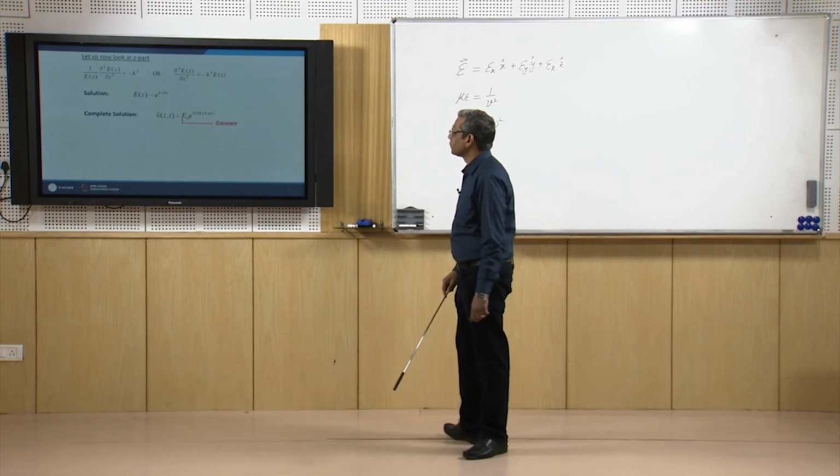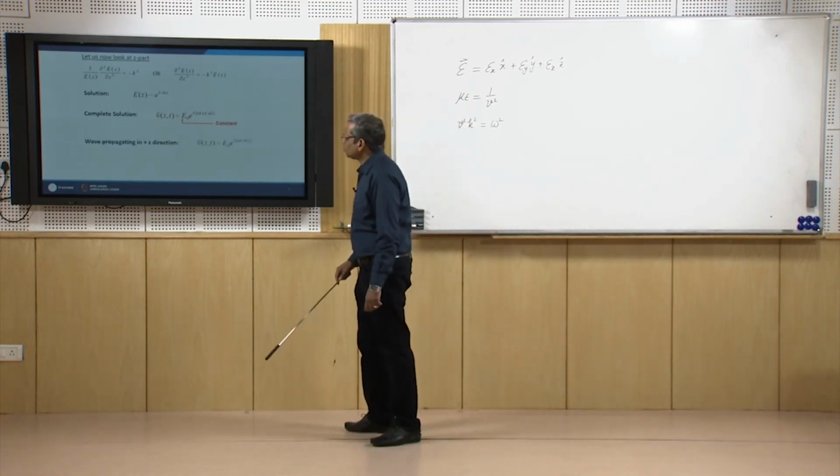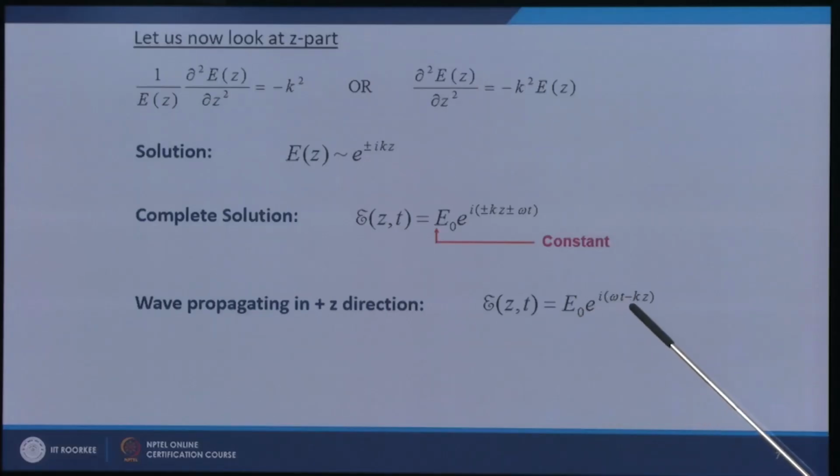Now, I can choose the signs here appropriately, so that it can represent a wave in a particular fashion. For example, if I choose the signs like this, and represent it as E₀ e to the power i(ωt minus kz), then this is a wave propagating in the positive z direction. How it is propagating in the positive z direction, I will see.